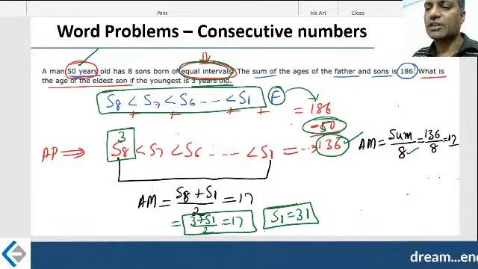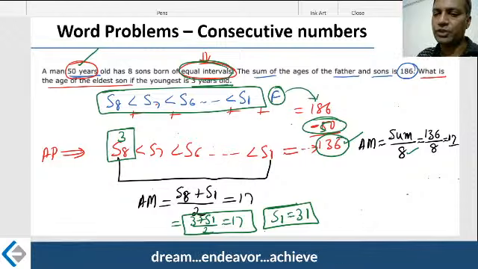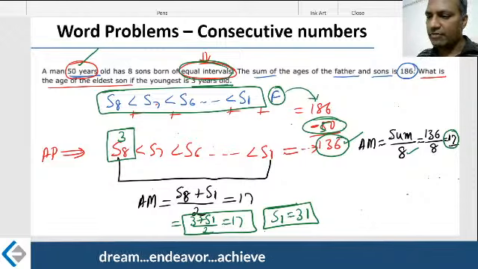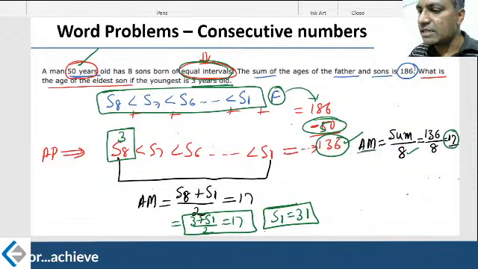Average is also nothing but arithmetic mean, right? Arithmetic mean, because the ages are in arithmetic progression. Therefore you found their average to be 17 years. Once their average is 17 years, the arithmetic mean is 17 years.